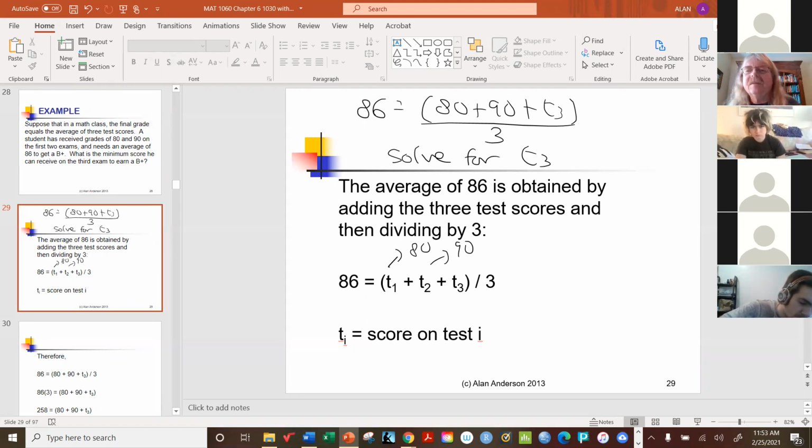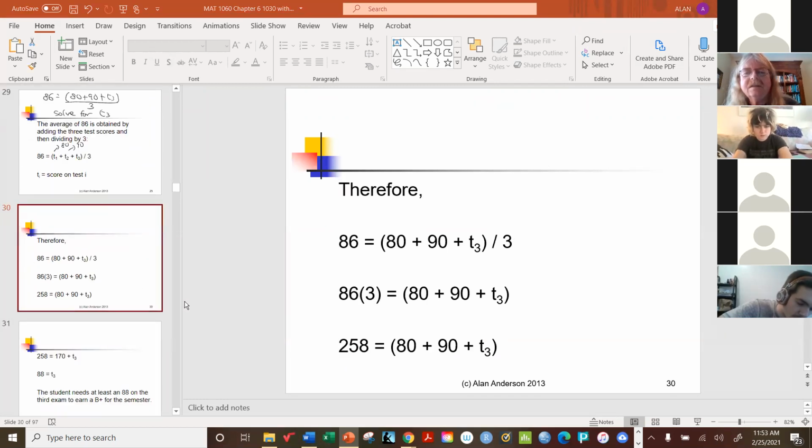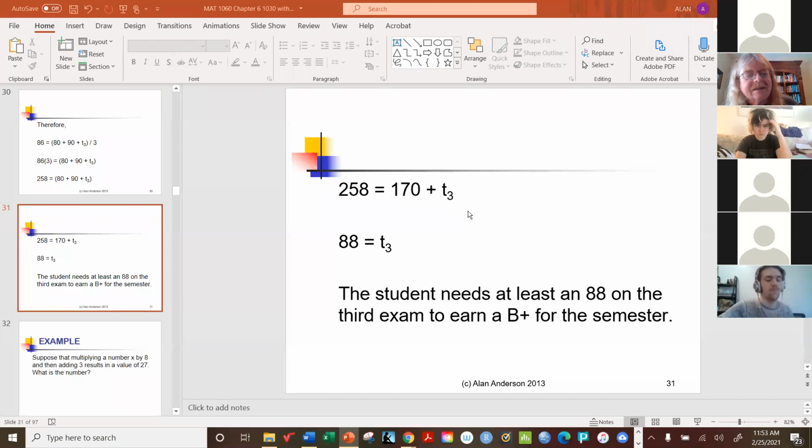All right, let's see how we do. Oh, somebody has it? 88. That sounds right. Let's find out. All right, so let's see what you would do. You can multiply both sides by 3. So that means 258 equals 80 plus 90 plus T3. And yes, it is 88. Nice job. All right, did everyone get that?